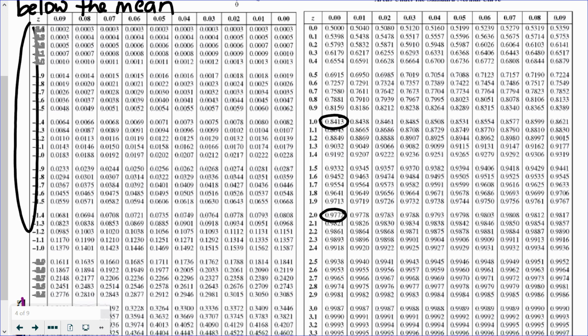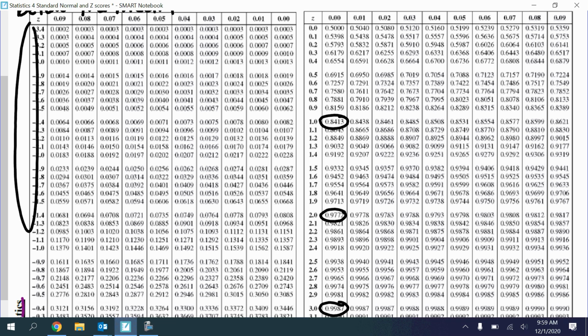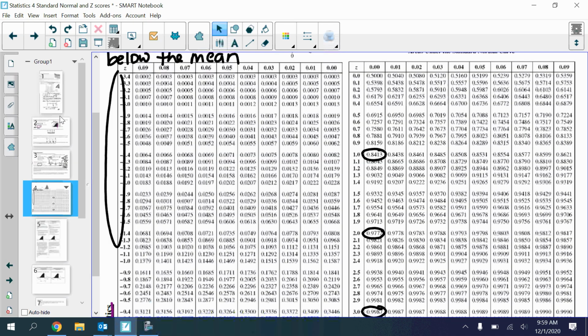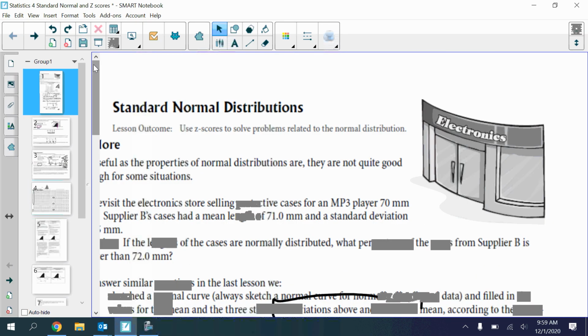And 3.00. Actually, this is not really going to help me out the way I wanted. So 1.0, if we're talking about it. Remember we said that 68% of the data is within one standard deviation of the mean. I'm just going to flip back to this drawing.